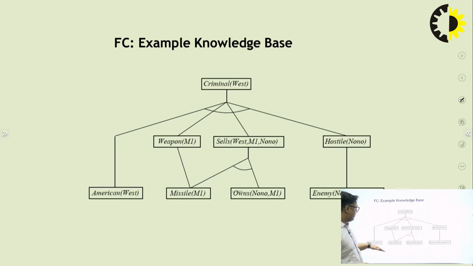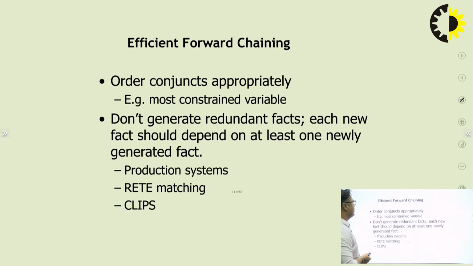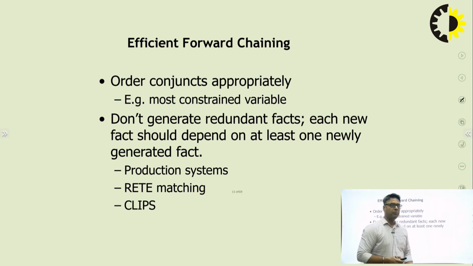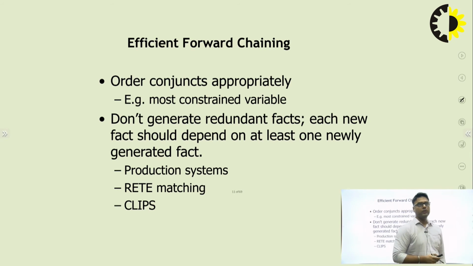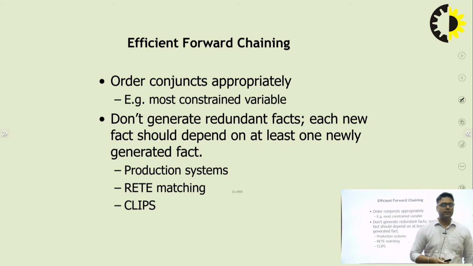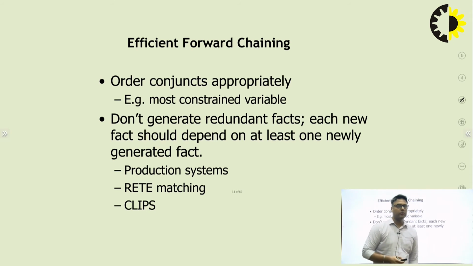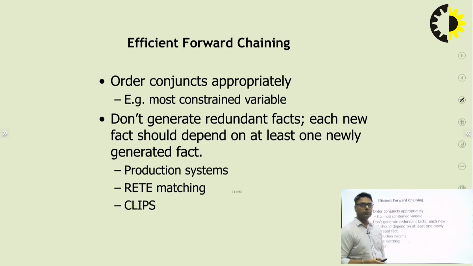Forward chaining moves in a bottom-up approach, not top-down, so here the bottom to up approach is used. So next is the efficiency of forward chaining. Order conjuncts appropriately, for example, most constrained variable. Do not generate redundant facts. Each new fact should depend on at least one newly generated fact. Production system RETE matching and CLIPS are part of efficient forward chaining.